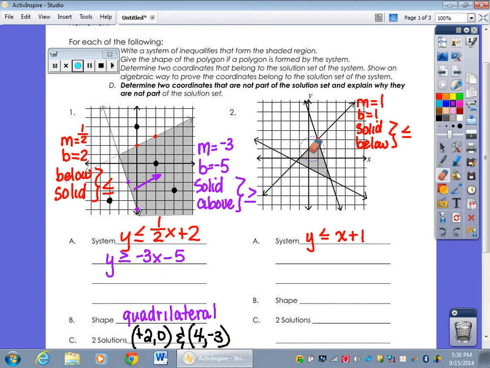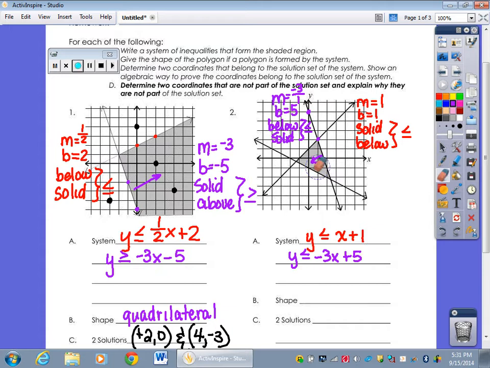Now the purple line, we'll do this one right here. So the y-intercept is 1, 2, 3, 4, 5. And when I use my slope to go down to the next point, I'm going down 3 and to the right 1. So my slope is negative 3. We shaded below the line, and it's a solid line. So that means that that's going to be less than or equal to. So y is less than or equal to negative 3x plus 5.